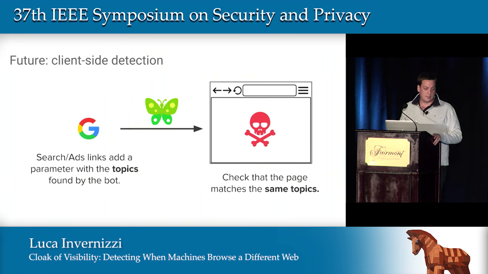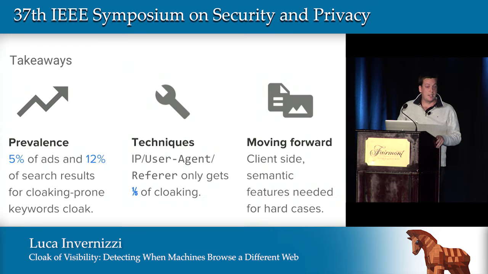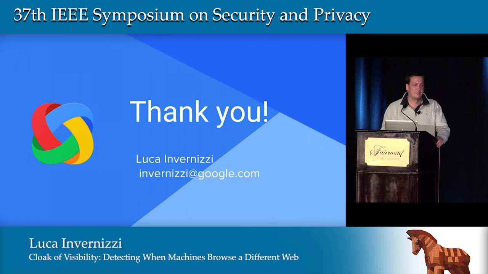to uncloak a site. So the takeaways from this research are that cloaking is still there, it's still a problem, and it's evolving, trying to avoid the previous detection techniques. Also, moving forward, we want to move to client-side anti-cloaking pipelines because we believe they are better, and also semantic checks are really useful in telling apart the very hard cases when cloaking is subtle. With this, I thank you, and if you have any questions, please speak up.